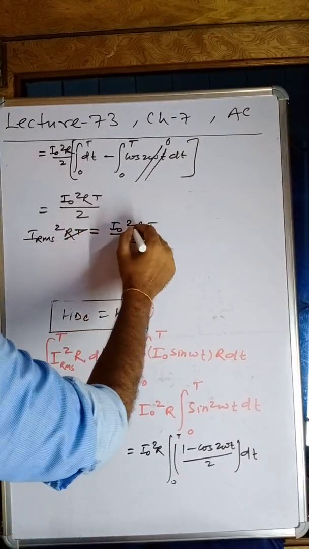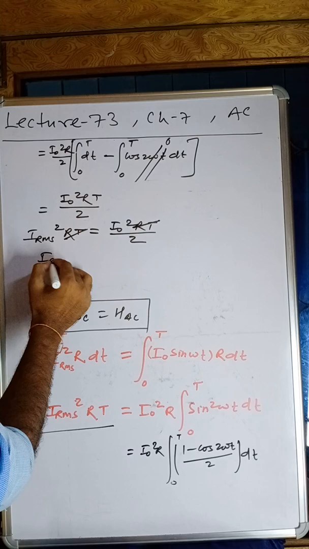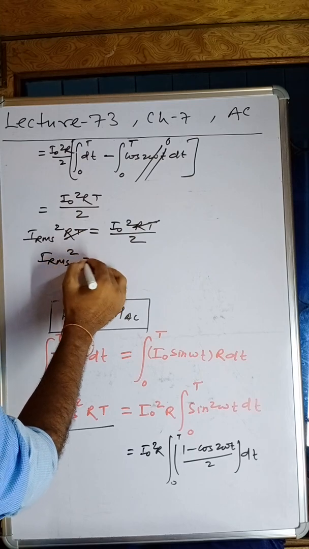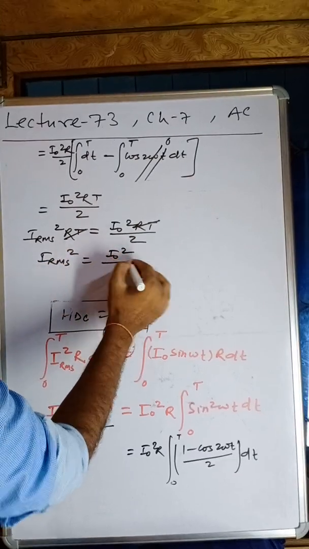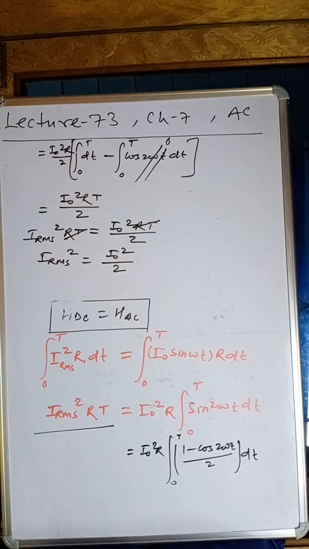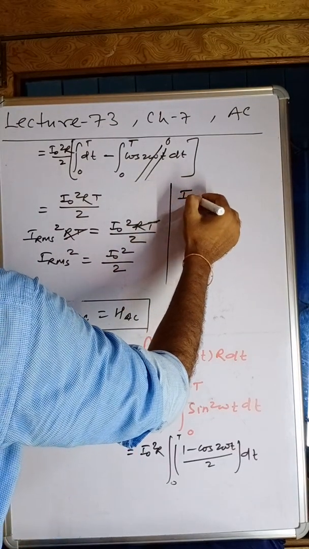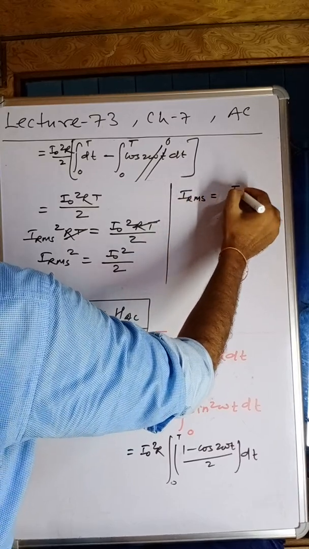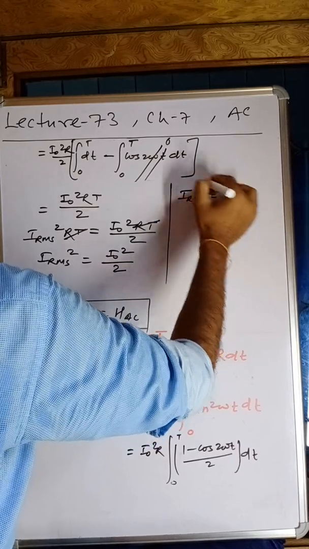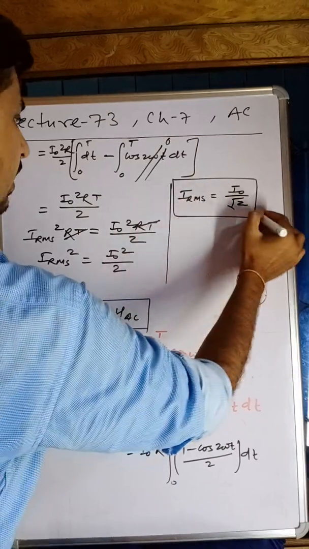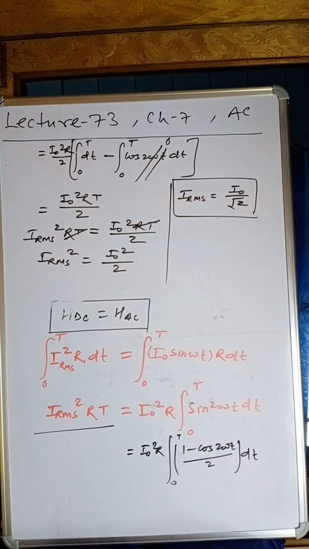The R t will be cancelled out, so I RMS square equals I naught square by 2. So I RMS will be I naught by root 2. This is the RMS value of current.